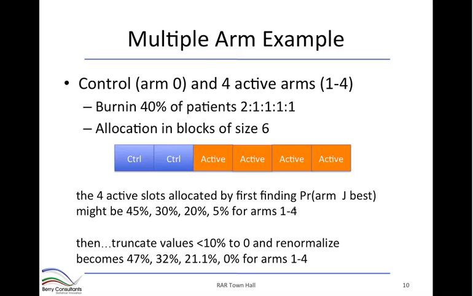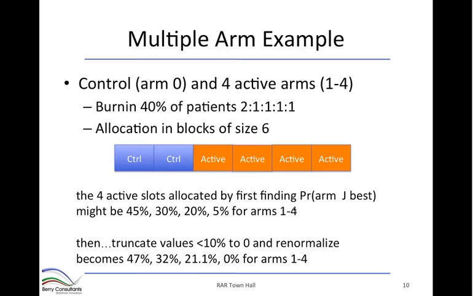I can do some bells and whistles here. I'm going to truncate any value less than 10% to 0 and renormalize. So if you'll notice here, arm 4, only a 5% chance of being the best. That doesn't seem that exciting. I don't want to just allocate a few subjects to it, and I don't learn a lot, so to speak. So I'm just going to truncate it down to 0. And I'm going to renormalize the rest.